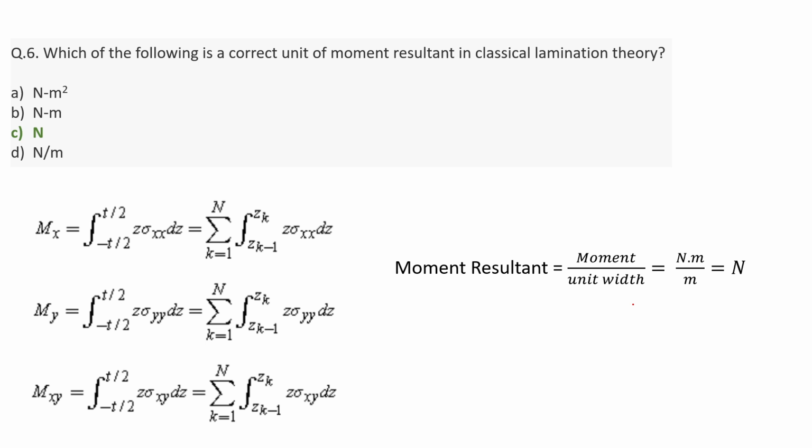And which of the following is a correct unit of moment resultant in classical laminate theory? Again, like force resultant, whenever the word resultant comes, it is per unit width. The unit of moment we know is Newton meter, and with respect to unit width, we divide it by meter, so it will be Newton. So the unit of moment resultant will be Newton.